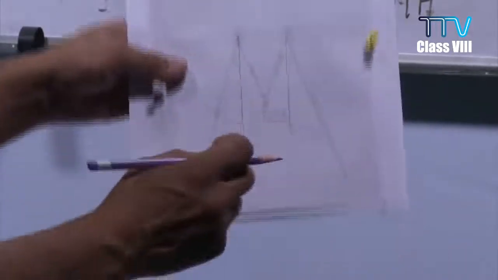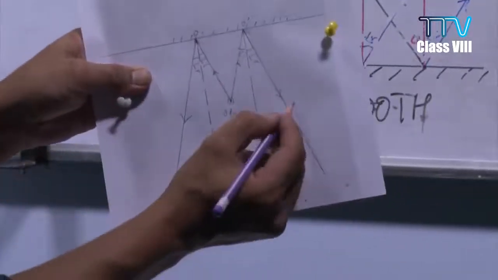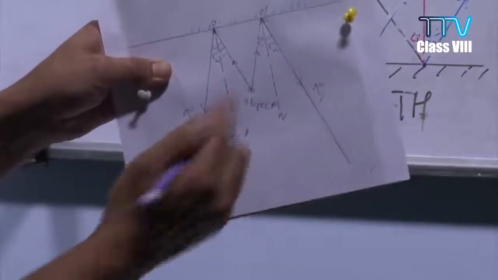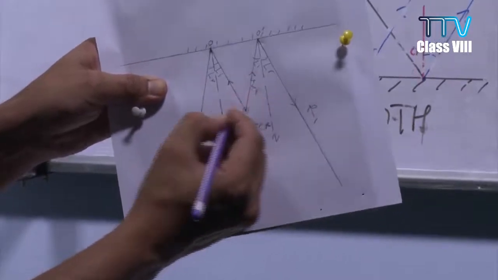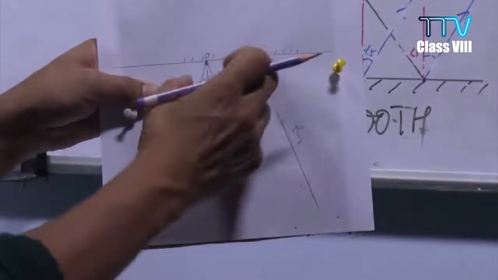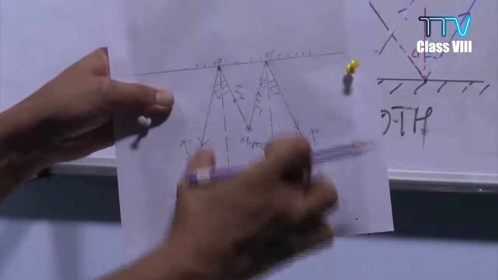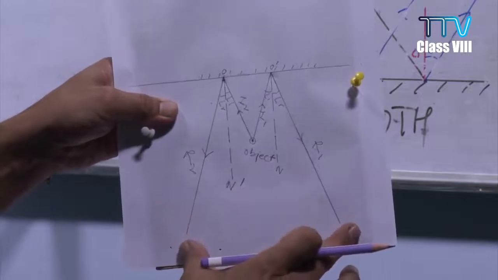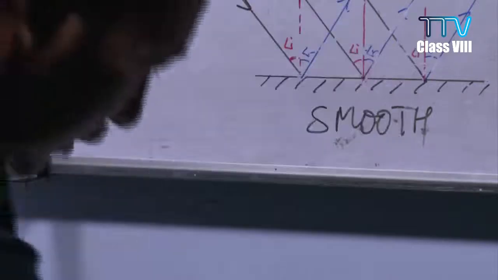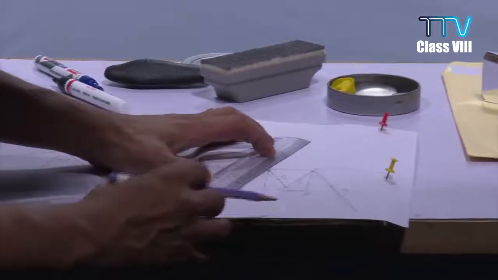Now look at the two reflected rays. This reflected ray, I would say R1 and R2. Similarly, the incident rays, just to create a difference. So look at the two reflected rays. They are moving apart and do not meet. We extend the rays backward.